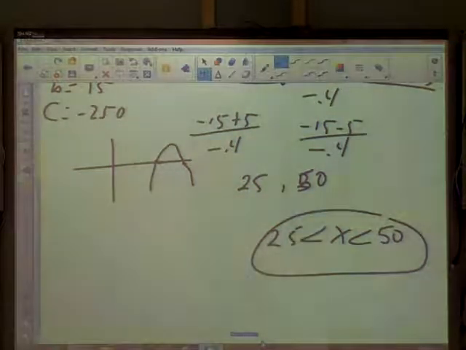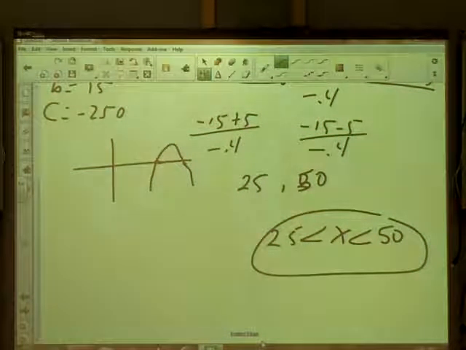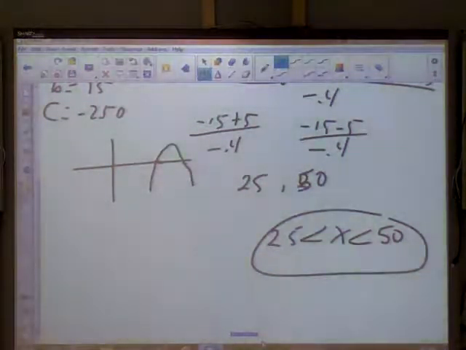Okay, everybody good? So if you wrote it like 50 first and 25 second, you'd do the signs the other way? Yeah, but don't do that. Always put the smaller number on the left. So it's like off a number line.